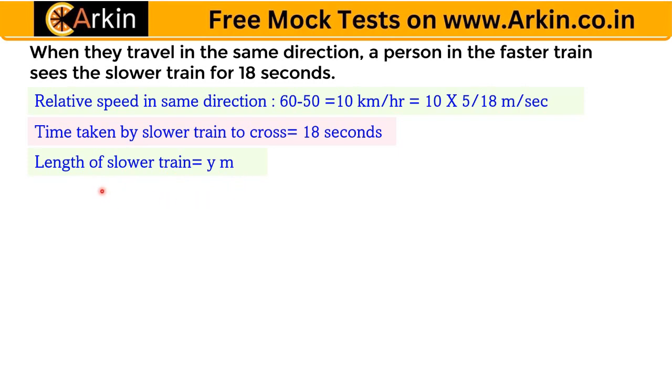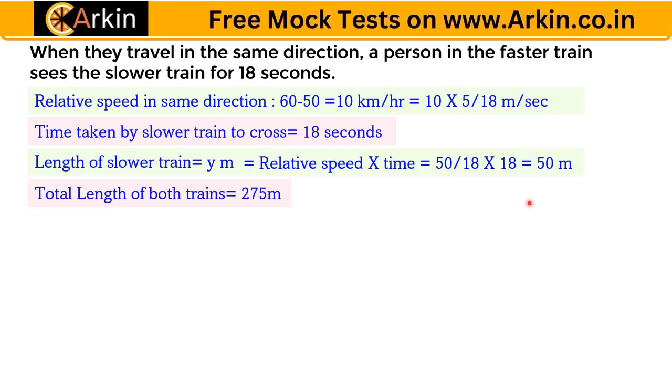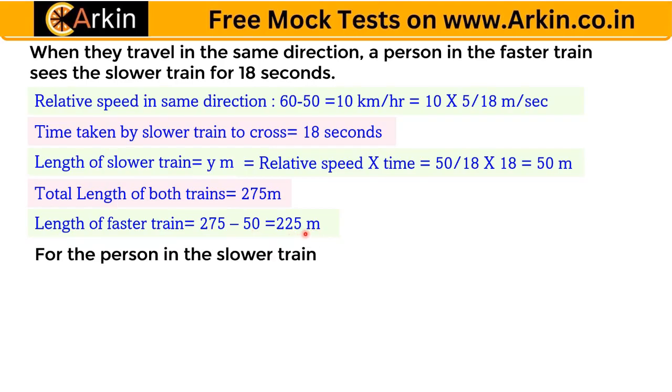Now we know that length or distance is equal to speed into time. So here this relative speed is 50 by 18 and time is 18 seconds. If we multiply, we get 50 meter. So we got that the length of the slower train is 50 meter. Earlier we had found out that the length of both trains is 275 meter. From this, if we subtract the slower train, it will be 225 meters. So the length of the faster train will be 225 meter.